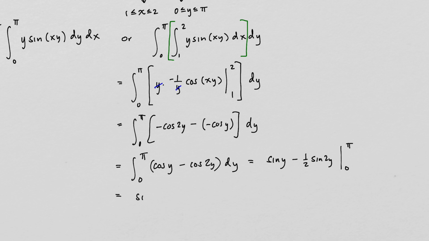And so this is sine of pi minus 1/2 sine of 2 pi, minus sine of 0 minus 1/2 sine of 2 times 0. Well, we know sine of 0 is 0. And we know sine of 2 pi is 0. And sine of pi is 0. So it looks like this entire integral is 0.